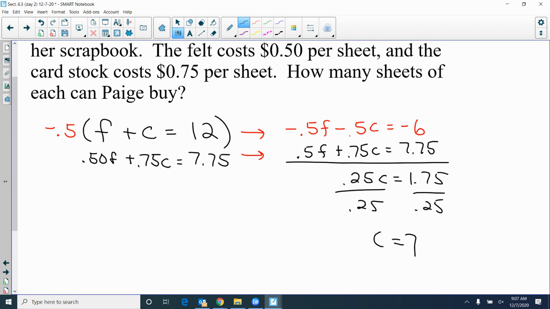What do you mean negative? It should not be negative. Just think what we're dealing with. Oh, shoot. We're dealing with the number of pieces of cardstock, the number of pieces of felt.